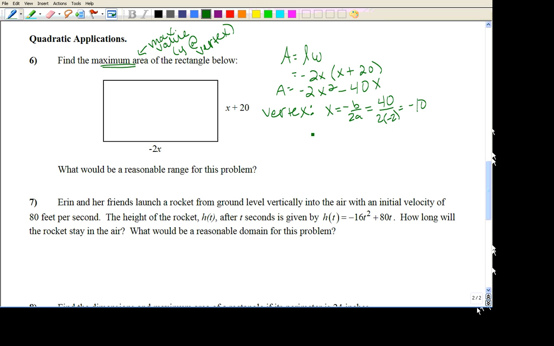So that's just an x value. But we want the y value for the vertex. So we have y equals, we're just going to plug that back in. So -2 times (-10) squared minus 40 times -10. And we get 200. So we found the y value at the vertex, so the max area is 200.